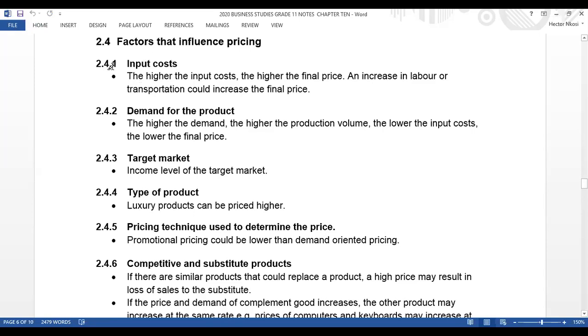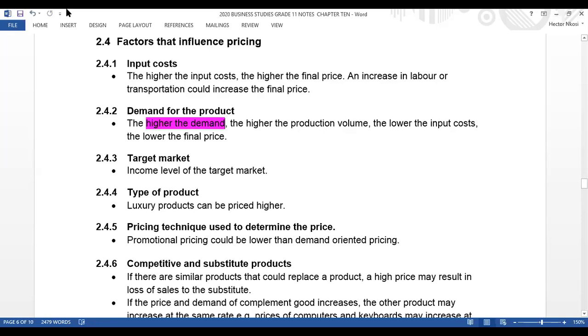Your input costs, remember, the higher the input costs, the higher the final price is. An increase in labor or transportation could increase the final price. So basically the input costs are the costs that are attached to your price. Then you've got your demand for the product. We know that the higher the demand, the higher the production volume, the lower the input cost, and the lower the final price, right? So if you've got higher demand, it will affect the value of your price.